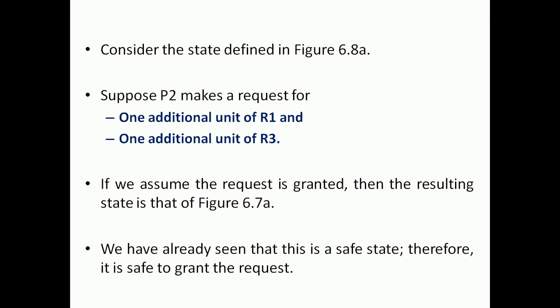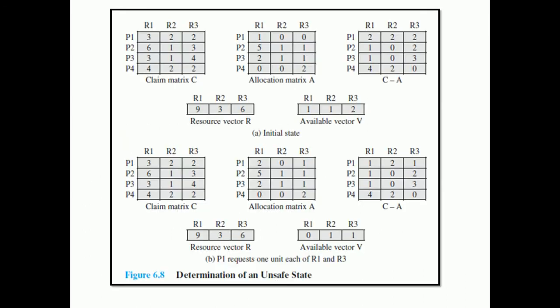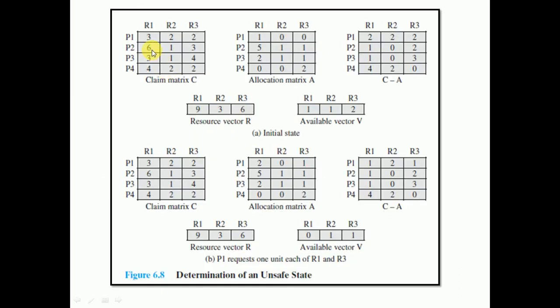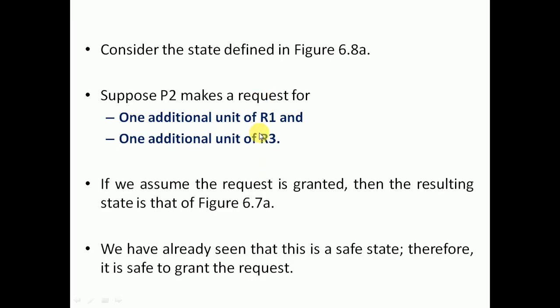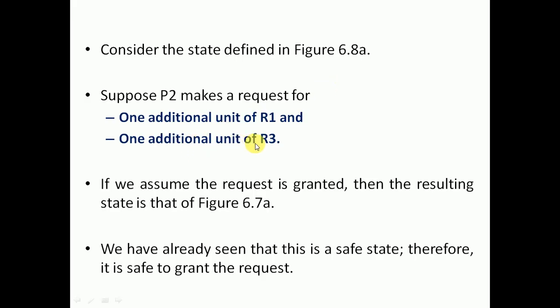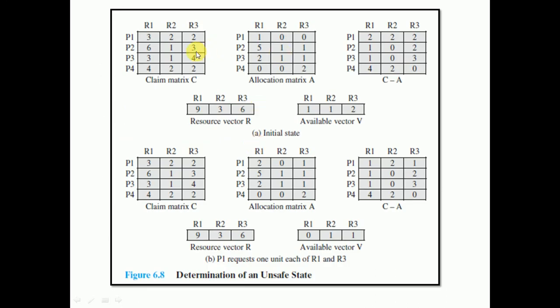Then the next figure shows how to determine the unsafe state with the help of the same banker's algorithm. I will take an example of process P2. For process P2, 6 resources are claimed and we have allocated 5 resources. And it is also requesting one additional resource because its claim is 6. Then one additional unit of R3. For R3 it claimed 3 but allocated is only 1, so the remaining instances of R3 are 2.